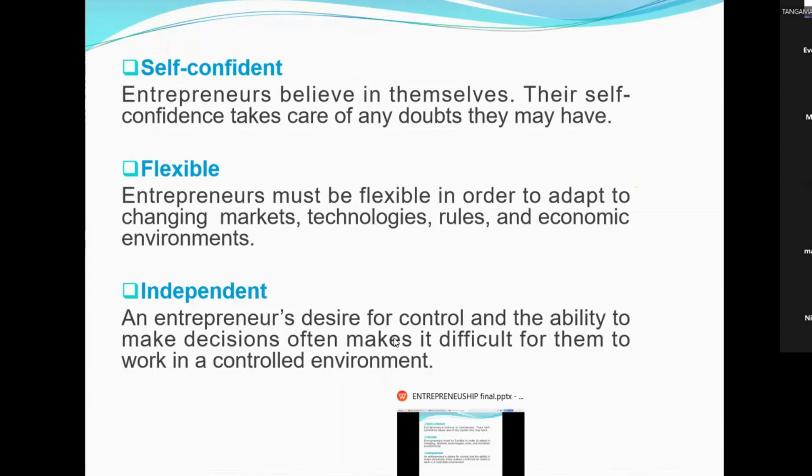The flexibility must be there in order to adapt to the changing environment. For example, as you see, there are many changes in technologies, in the rules, the laws, things change, and the economic environment changes. A good entrepreneur should be flexible about the changes that happen.